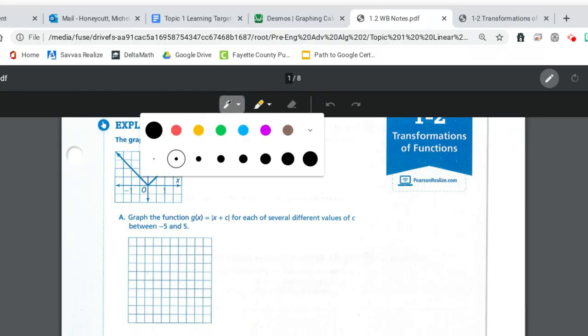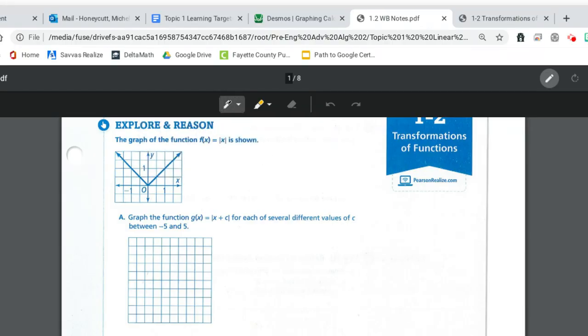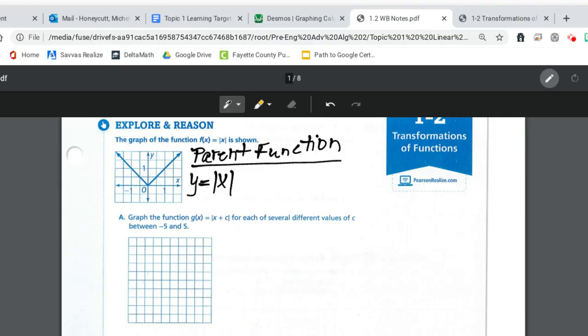Now, this is actually a type of a parent function. And a parent function is the most basic type of function. So we have several different parent functions. So for example, y equals the absolute value of x is the parent function for the absolute value family. So any function that has an absolute value and an x, only raised to the first power, is going to have this shape. Another parent function is the parent linear function, y equals x.